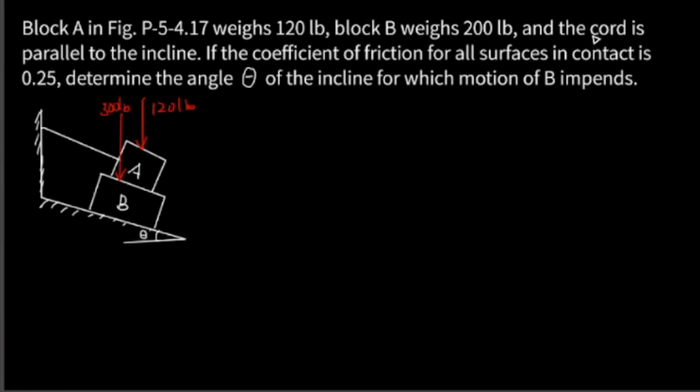Then, sabi naman, ang chord is parallel to the incline. So, parallel siya. Parang mukhang hindi yung parallel kasi sa drawing ko, pero parallel silang dalawa, itong chord na to and itong chord na to. Tapos, yung coefficient of friction for all surfaces in contact, lahat ng coefficient of friction na gagamitin natin dito is yung 0.25. So, note lang natin yung given: coefficient of friction is 0.25. Ang hanapin natin dito is yung angle of the incline for which the motion of B impends. So, angle theta daw ang hanapin natin.